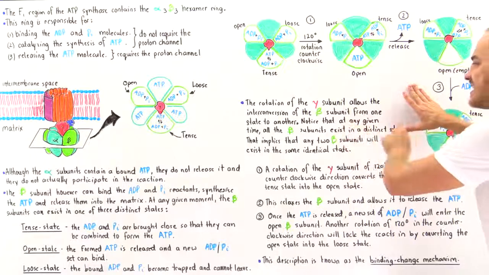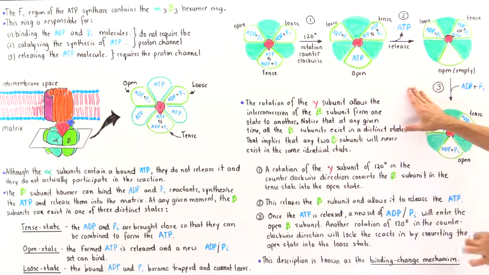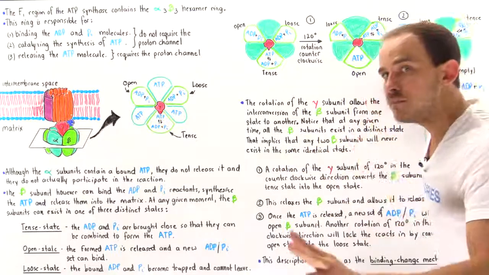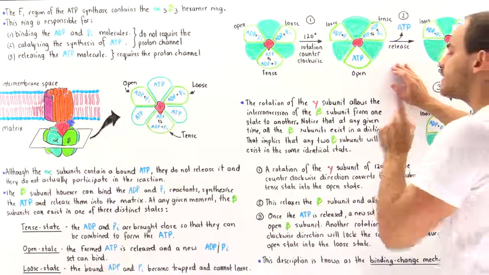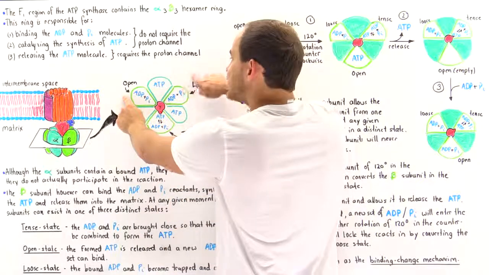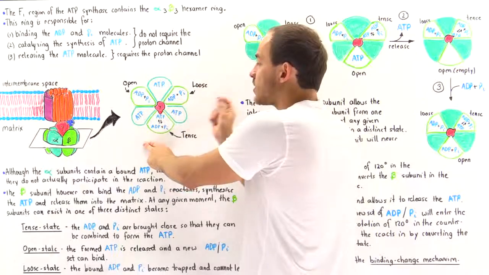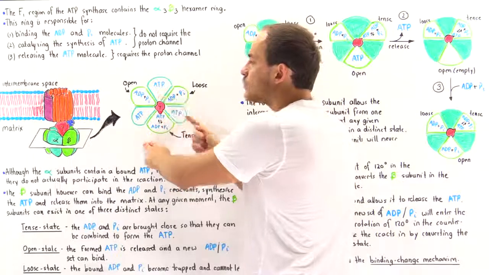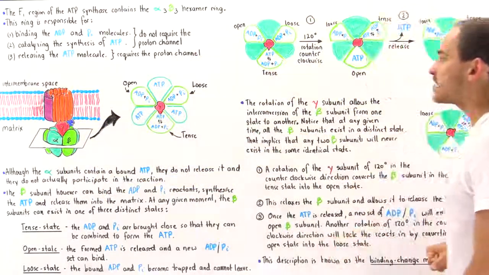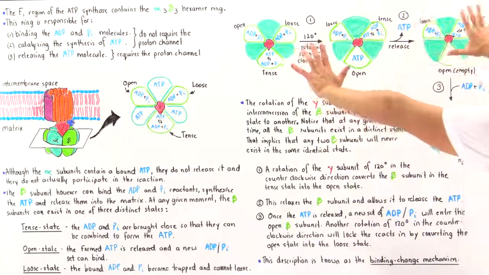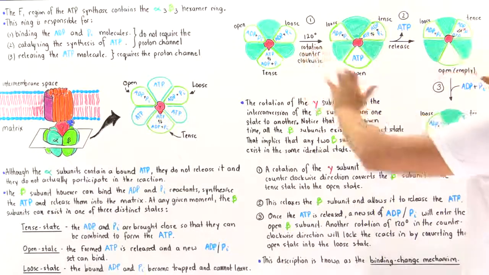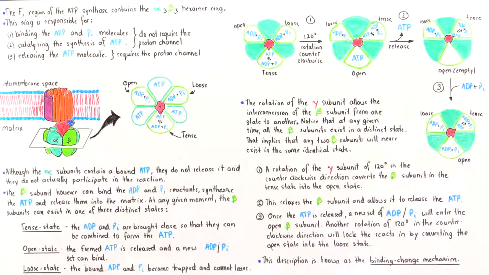And notice that at any given moment in time, all the beta subunits exist in a particular distinct state, and that implies that any given two beta subunits will never exist in the same identical state. So we have 3 of these different subunits, and they exist in different states, and that's a result of the orientation of this central gamma structure that exists in the central cavity of that hexamer ring. So once again, let's summarize the following diagram. And this entire mechanism by which this takes place is known as the binding change mechanism.